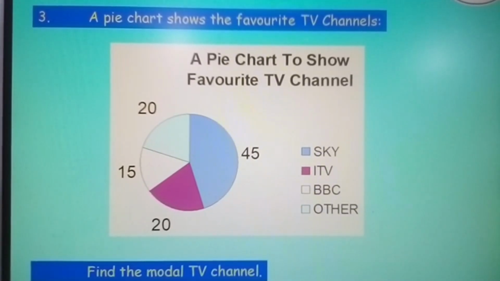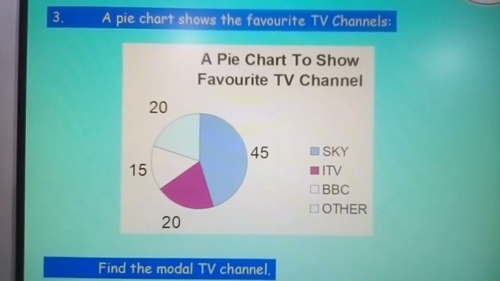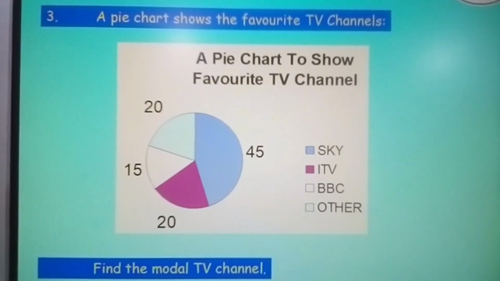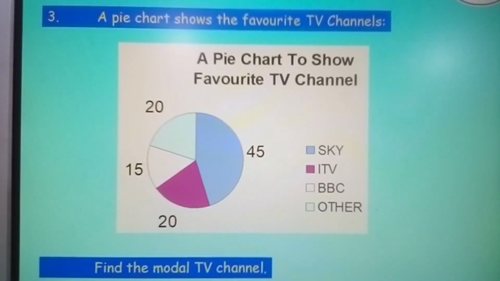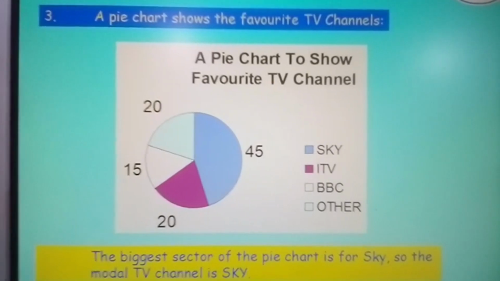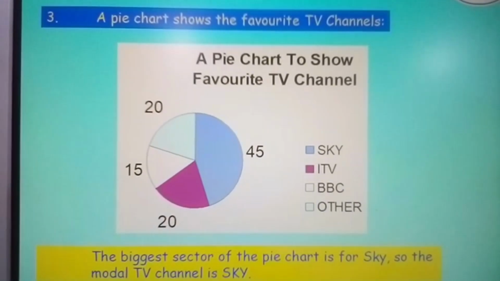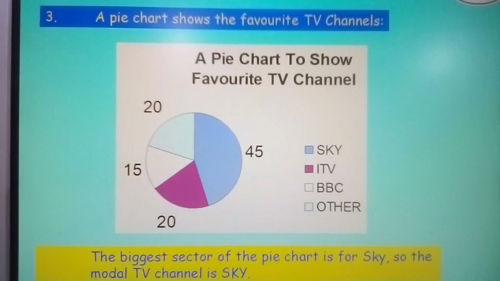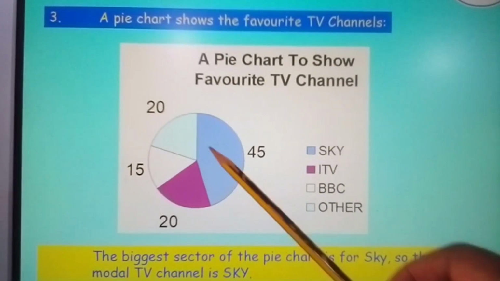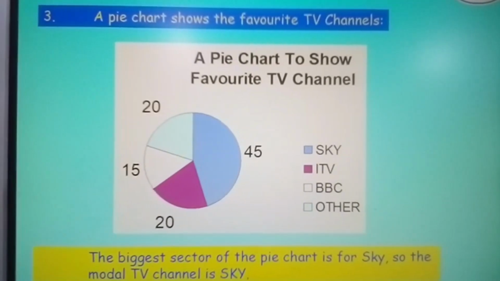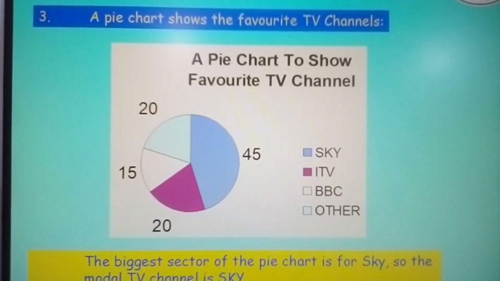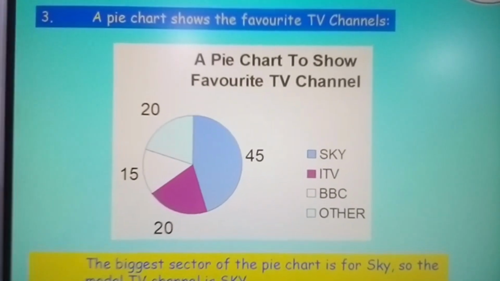Now I'm going to let you try and find the modal TV channel. And what do you think the modal TV channel is going to be? Which channel do people watch the most? And it is the biggest sector of the pie chart is for Sky, so the modal TV channel is Sky. Okay, because they are the largest piece of pie, 45. Okay, good.